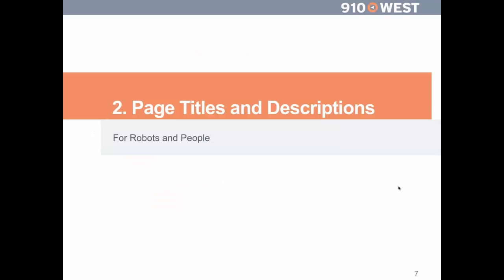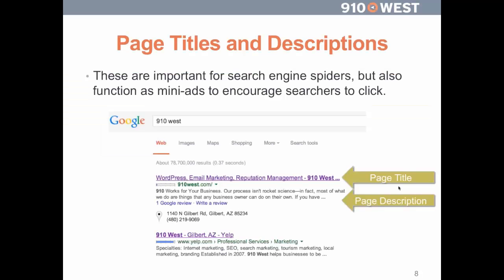Number two, page titles and descriptions. So once you've got your short list of keywords, what do you do with them? Well, you're going to use them for robots and for people. You're doing it for both.